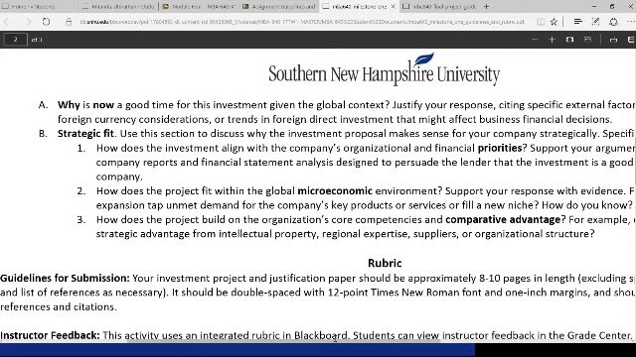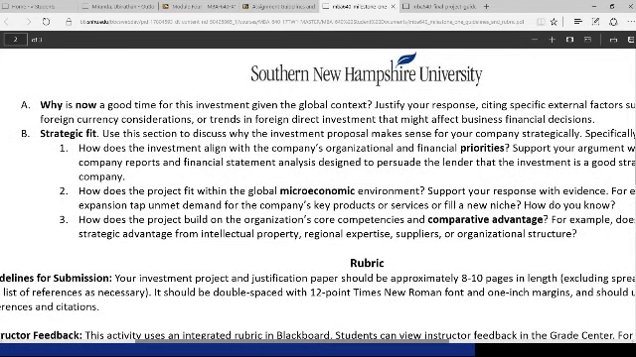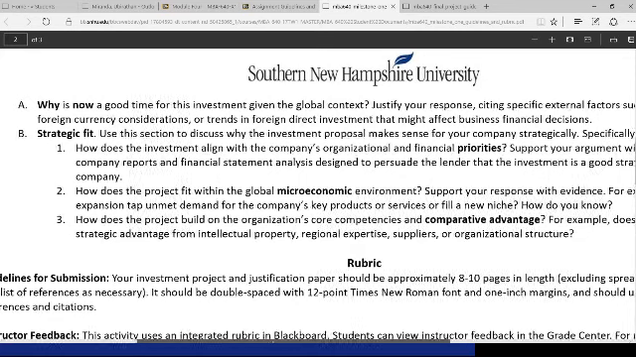Now, you're going to have to justify why it's going to be important for your company to go abroad right now. Why certain markets are better for you. Why is Brazil better for you? Why is China better for you? Why is Shanghai better for your company? Why is South Africa a good market for you? You're going to have to justify, and that's where strategic fit comes in.